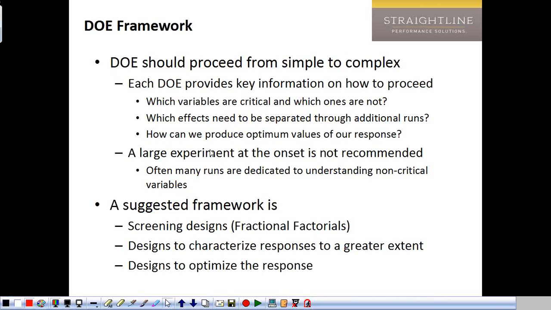Okay. So the framework that we're going to suggest, where you come into, say, a call center and you've got lots of different variables, is to first start out with a screening design. Now, in many of your applications, you can go straight to characterizing designs and it'll work just fine. I think you'll see why.